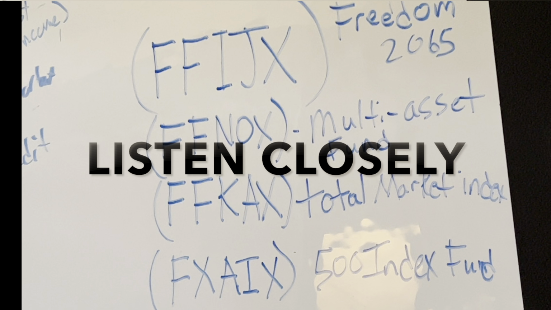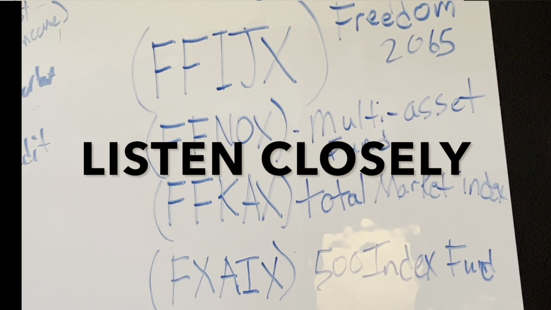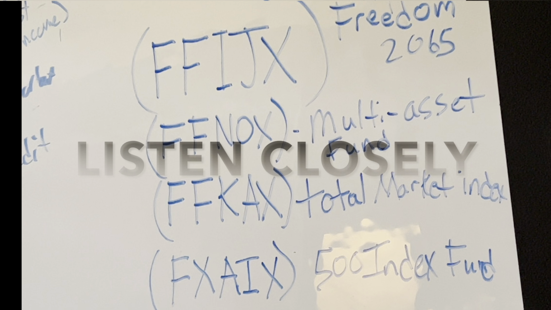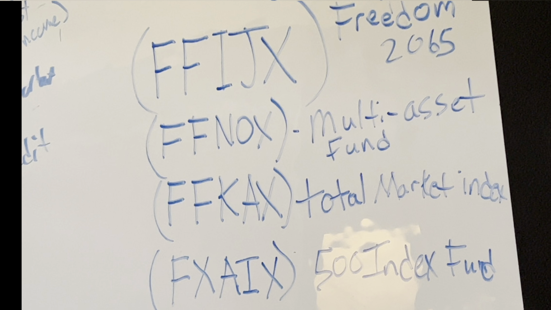So the one ticker symbol is FFIJX. It's a Fidelity Freedom Fund 2065. We got FFNOX, that's a Fidelity Multi-Asset Fund. We got FFKAX, that's a Total Market Index Fund. And we got the FXAIX, which is a 500 Index Fund. Now the 500 Index Fund represents the top 500 companies that are on the stock market.